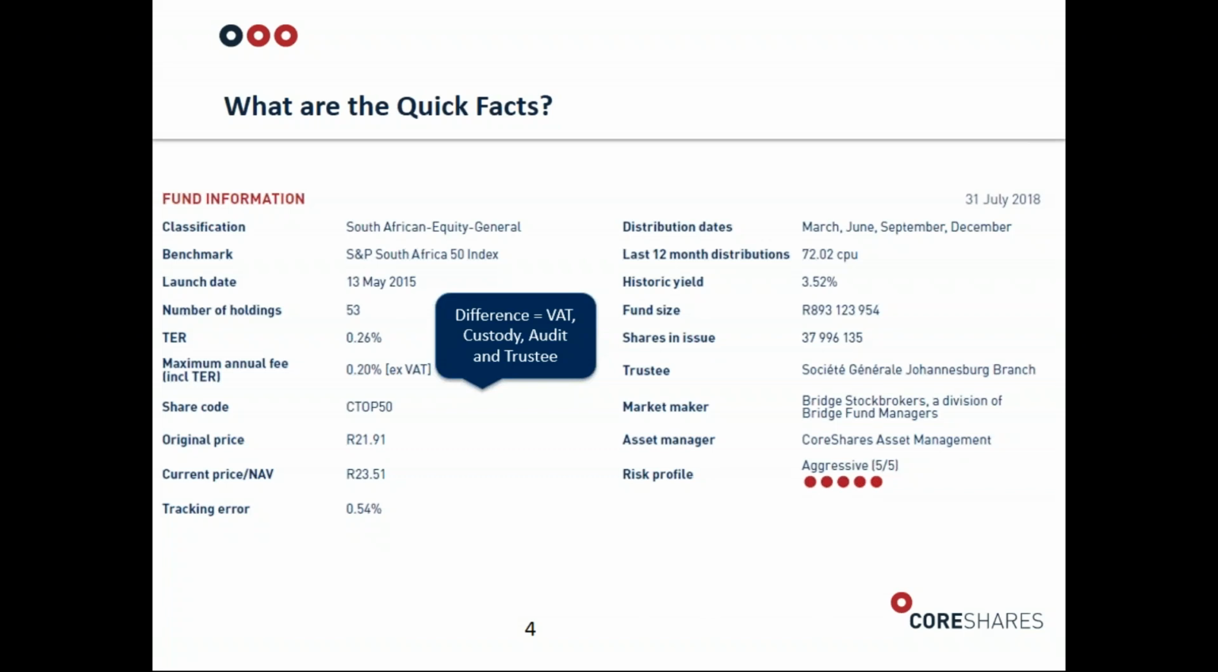Tracking error is a very statistical measure. It's a requirement from the FSCA to have it on our fact sheet. And tracking error, by definition, is actually the standard deviation of a fund's return relative to the benchmark return. And what it means, in statistical terms, is there's a 2/3 probability that the fund will have a return within 0.54% of the benchmark.